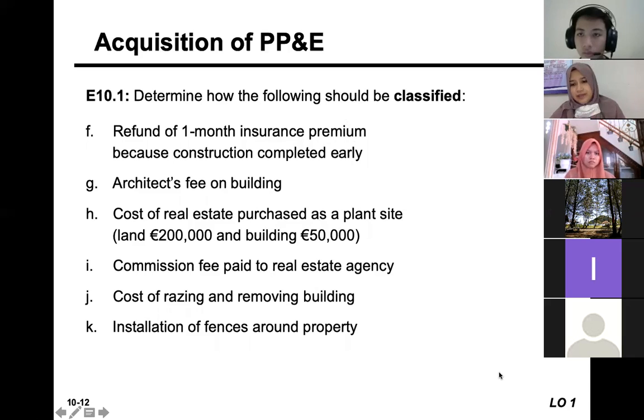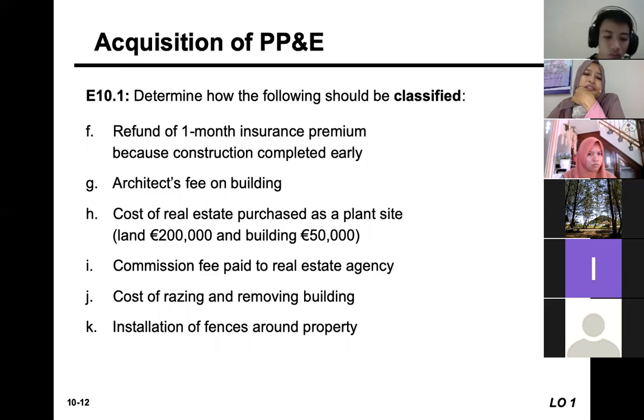Izzatul Ula. Is she here? Are you here? Oh, Rama? Yes, I think it's building. Building? Yeah. Refund of 1-month insurance premium.